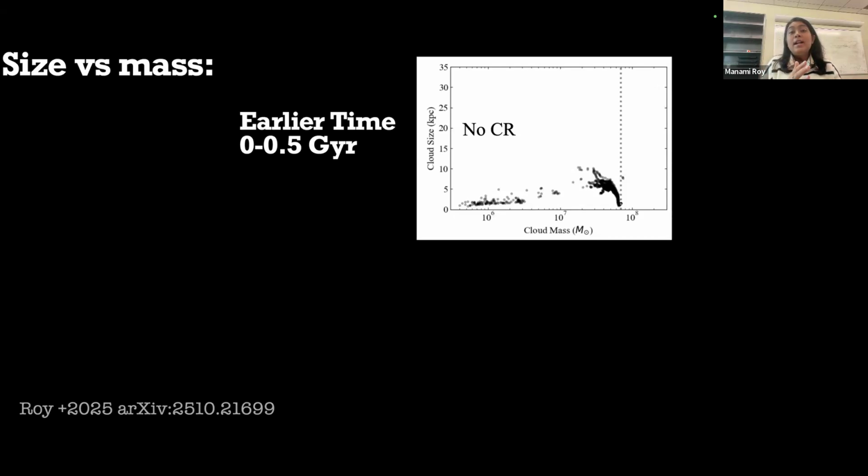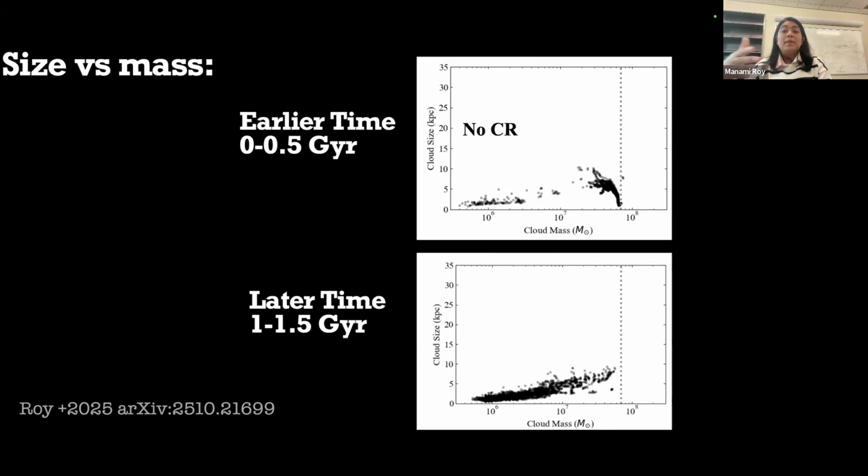And you can see that at the earlier times, from 0 to 0.5 gigayear, most of the clouds are located at the mass of the satellite galaxy, because the stripping has not yet started drastically for the no cosmic ray run. And then at the later time, the stripping started, and the fragmentation also started, as we saw in the movie. Then there is this wide distribution of cloud size and mass that you can see here, right, at the later time in the left panel. But now see what is happening with the cosmic ray.